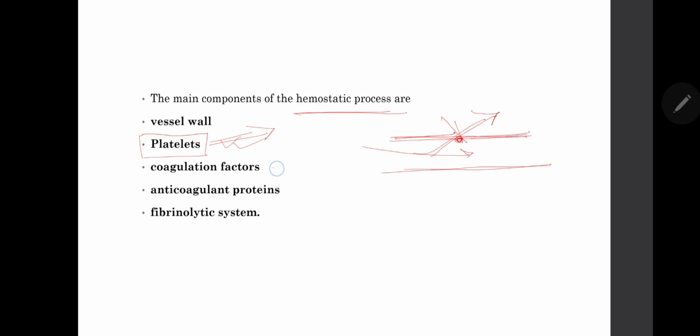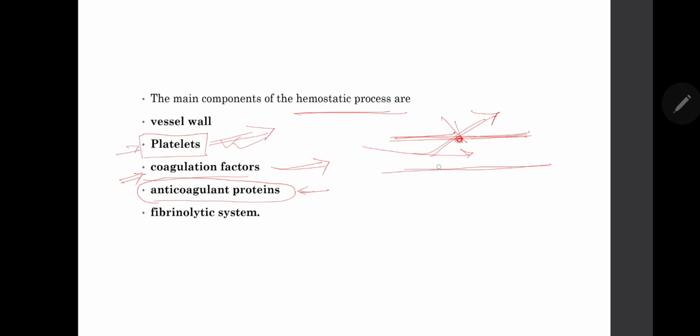After that, the secondary process starts. That means clotting hemostasis is done by the coagulation factors. There are a total of 13 different factors for producing a blood clot, that means the secondary and permanent clot. So the primary clot is done by platelets, and the secondary, permanent clot is done by coagulation factors.